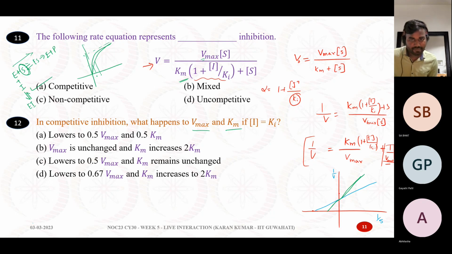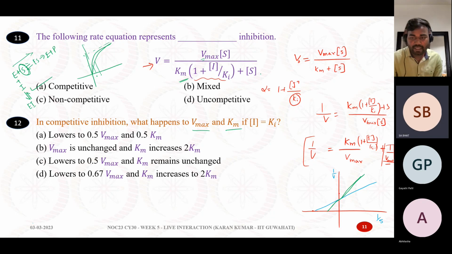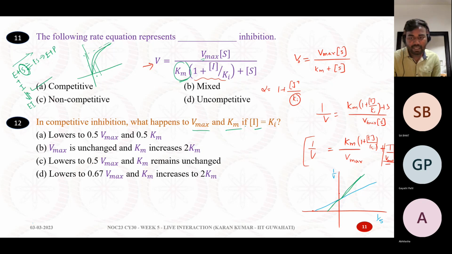Are you sure? Yes. Here, if you put I equal to Ki, that means 1 plus 1, which will be the 2 Km, right? So alpha is equal to 1 plus I divided by Ki, so alpha is equal to 2. That means the Km will change to 2 Km. So your answer is Vmax is unchanged and Km increases to 2 Km.